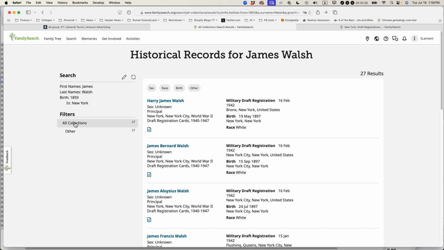And even if you think the person is too old to be drafted, check anyways, because I found relatives in their 40s and 50s who show up on World War II draft registration in 1942, because at the time, we were losing the war and they were calling up everybody, I think probably under the age of 55 or something like that.